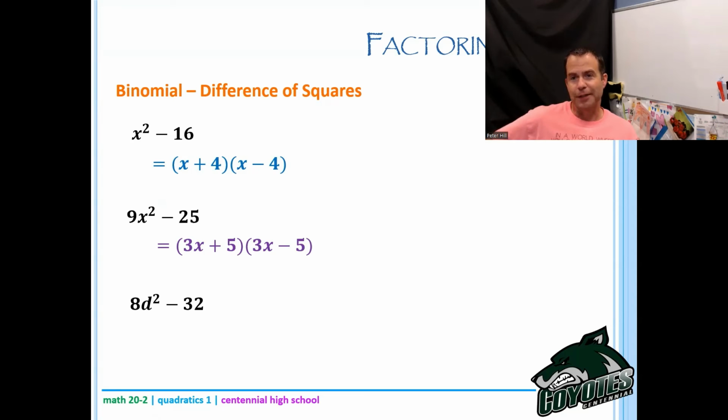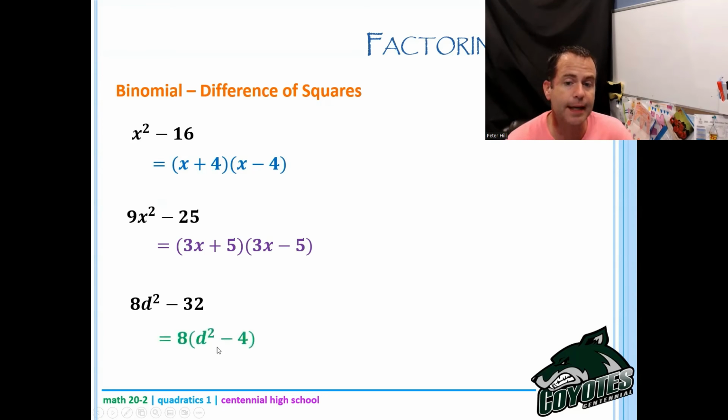Always look for greatest common factor first. I said this a few minutes ago when we started with greatest common factors. I said, hey, this should be the very first thing you do with every factoring question, no matter what the question. 8d squared minus 32, there's a common factor of 8 there, so I can take the 8 out. If I take the 8 out, I'm left with d squared minus 4.